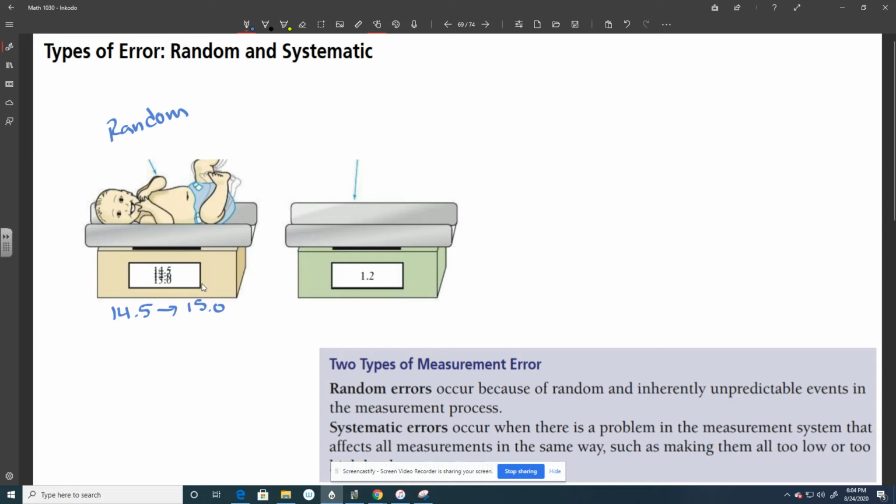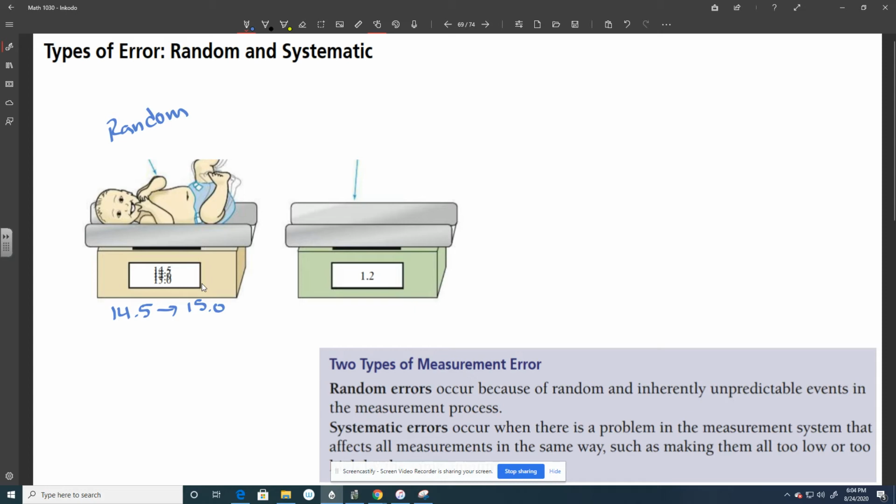Okay. There's ways that you could work around that. You could write down the weight 10 different times and take an average of those 10 different measurements, because some overweight and underweight measurements are going to balance out, and that might give you a more accurate measurement. But either way, that's called a random error. It's something that's unpredictable. You can't control it.